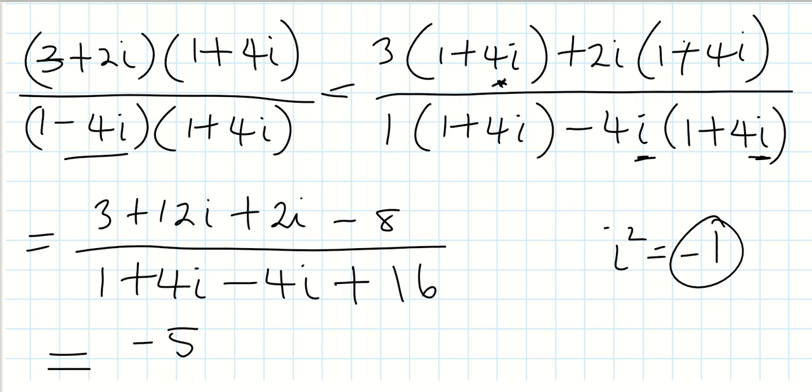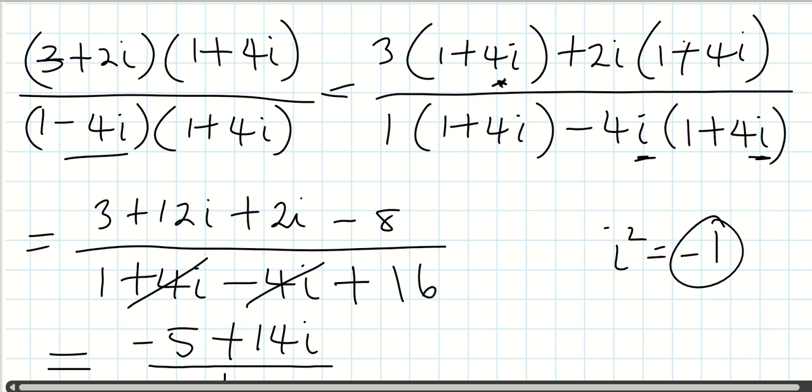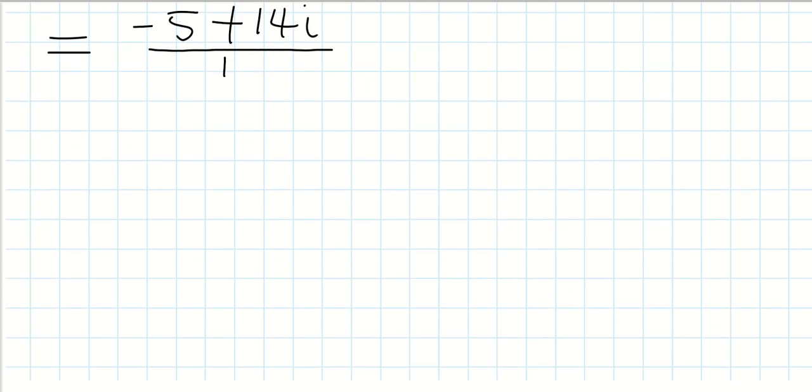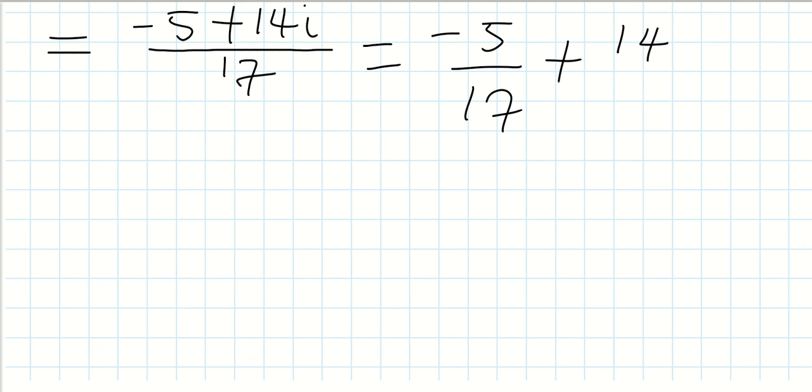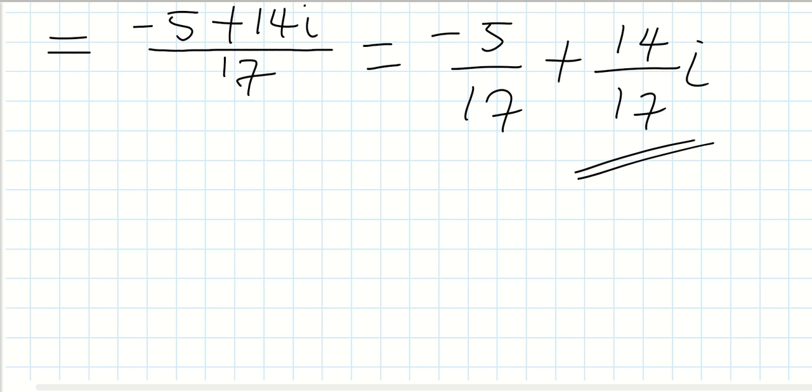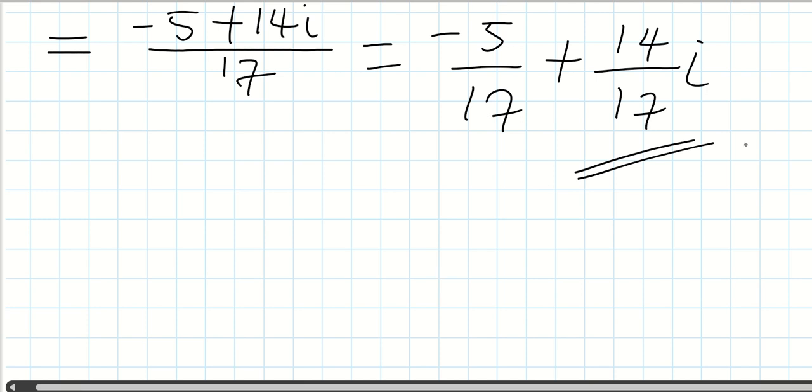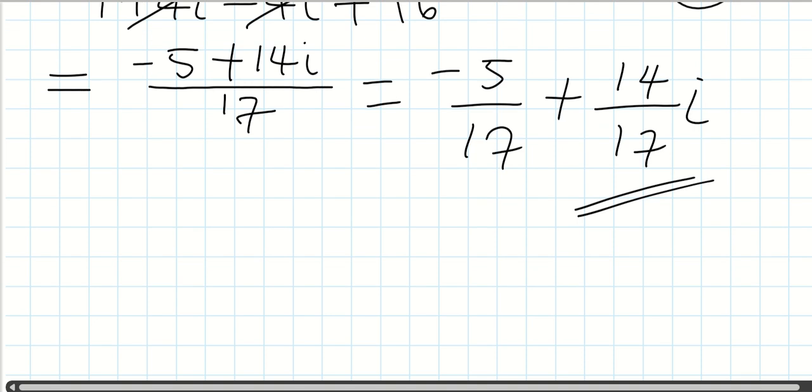We are left with 3 minus 8 is minus 5. 12i plus 2i is equal to 14i. Then divided by, this 4i minus 4i is gone. So 1 plus 16 is 17. This is equal to minus 5 over 17 plus 14 over 17 i. This is the division of the complex number. And by so doing, you've already divided the complex number.